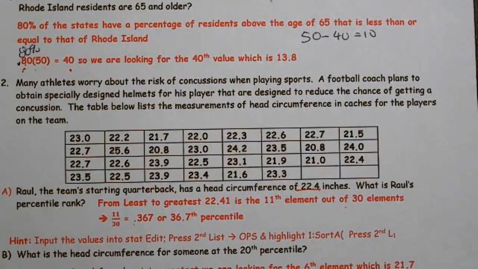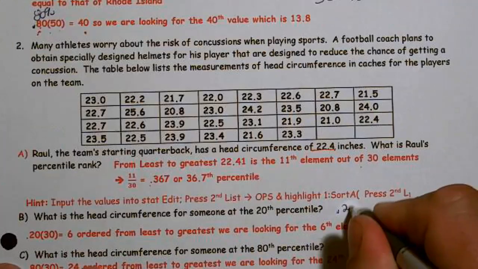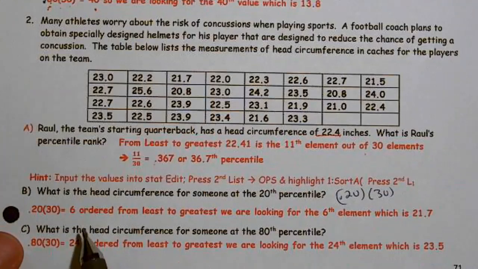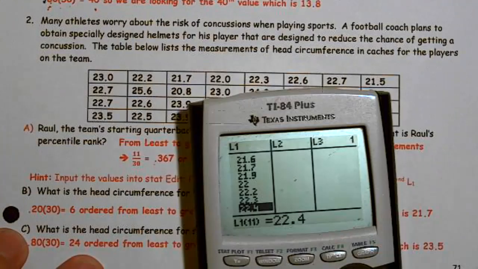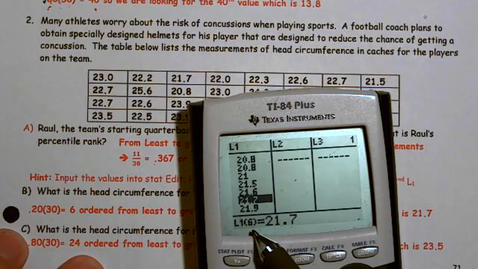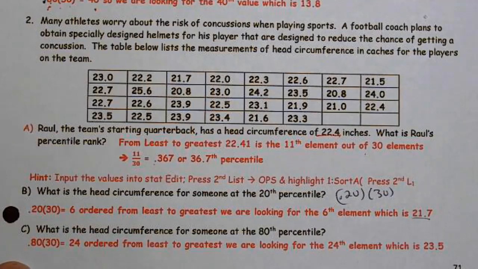What is the head circumference for someone at the 20th percentile? Well, 20% can be turned into a decimal, so 0.20 times the number of people. So I'm looking at 6. All right, so I'm going to go to the 6. So coming back up to the top, 1, 2, 3, 4. And by the way, there's a little counter right here that tells me where I'm at. So that's at 21.7. So the 20th percentile, 21.7. All right, so 21.7 puts me at the 20th percentile.